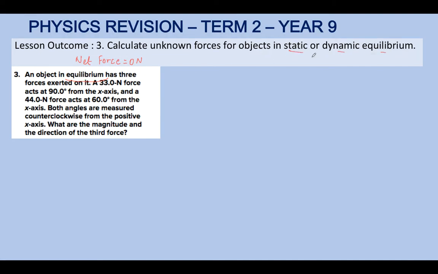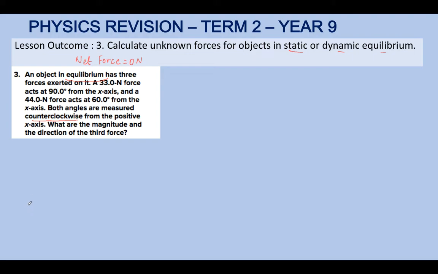Here, the object isn't moving, so it is in static equilibrium. All right, let's look into the question. It says a 33 Newton force acts at 90 degrees from the x-axis and a 44 Newton force acts at 60 degrees from the x-axis. And both angles are measured counterclockwise from the positive x-axis. What are the magnitude and direction of the third force? Okay, so here the object is in equilibrium, so we know that there will not be any net force. So let's see how to first sketch the diagram.